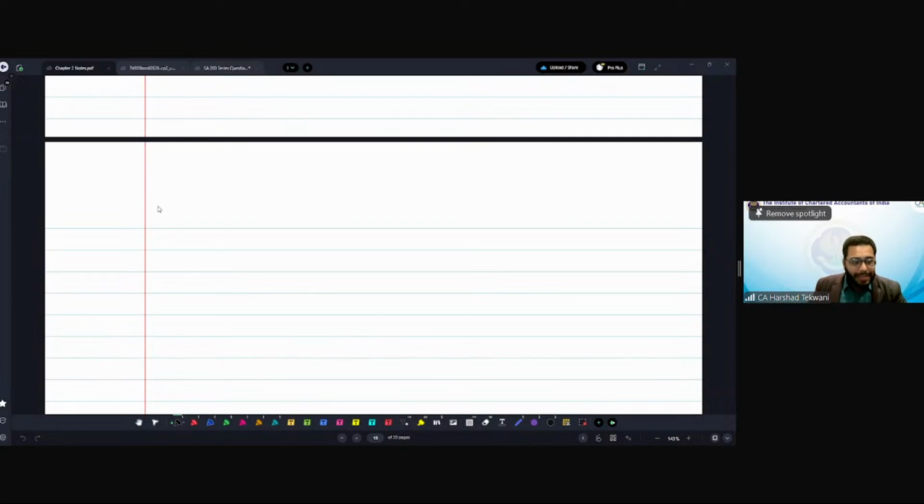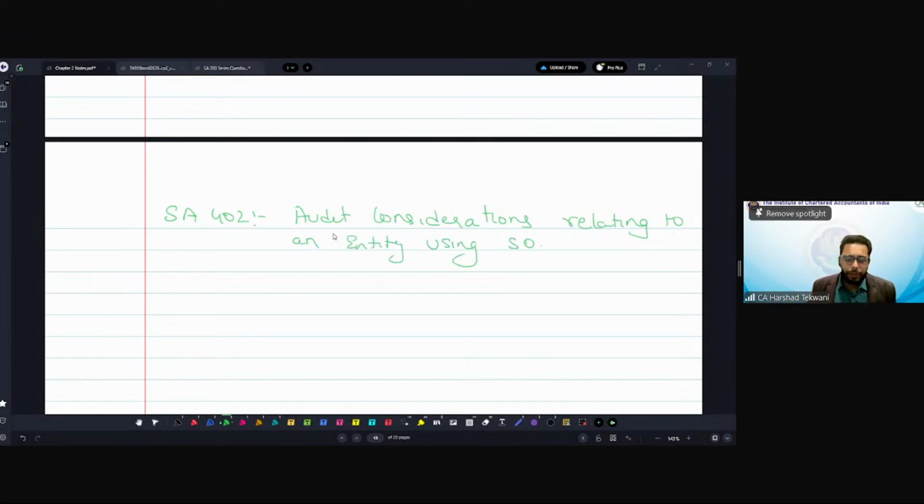So you can say it is the auditor's responsibility to gather sufficient and appropriate audit evidence regarding the functions which are being performed at the third party level. That's why SA 402 falls under chapter 2, that's the auditor's responsibility. So SA 402, auditor's considerations relating to an entity using service organization.